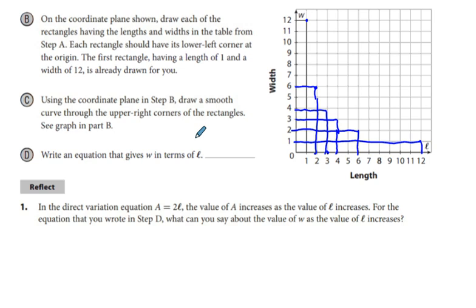So write an equation that gives W in terms of L. Well, algebraically, we have area equals length times W. And if we want W in terms of L, what do we have to do? Well, if we divide both sides by L, we get W equals area divided by length. So that would be an equation.